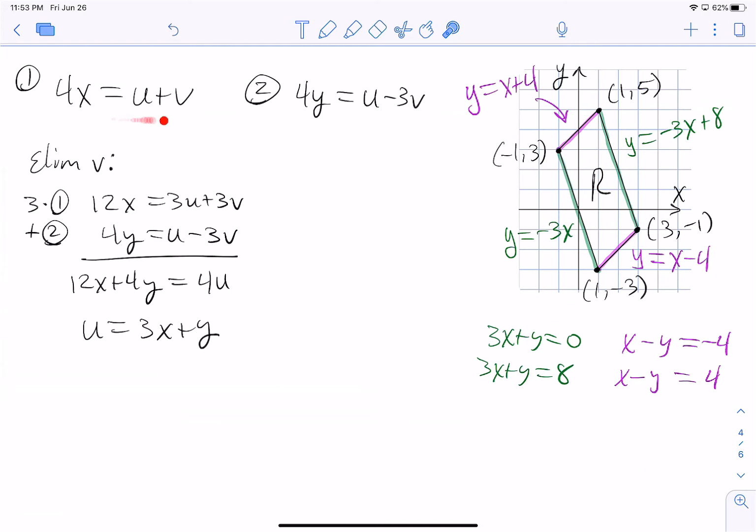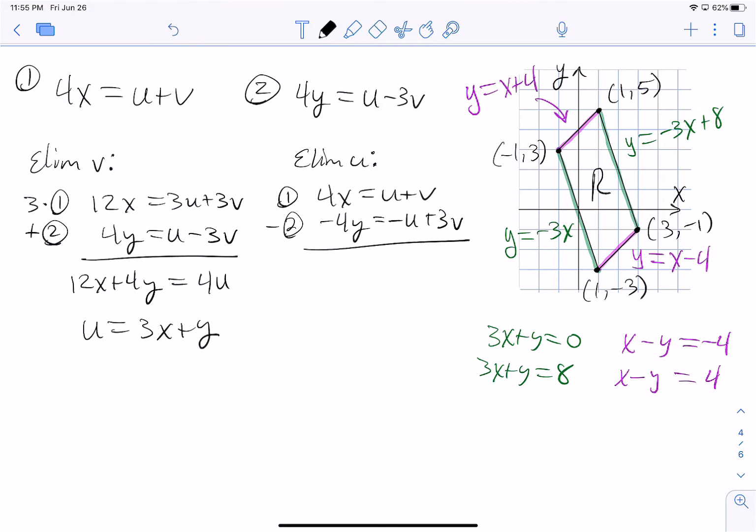Now we can turn around and take the same two equations, 1 and 2, and eliminate u. In order to do that, we're going to take equation 1 and subtract equation 2 from it. 4x equals u plus v. Negative 4y equals -u plus 3v. Adding those together, we get 4x minus 4y is equal to 4v, and so v is equal to x minus y. Now folks, check this out, and this is what the transformation was designed for.